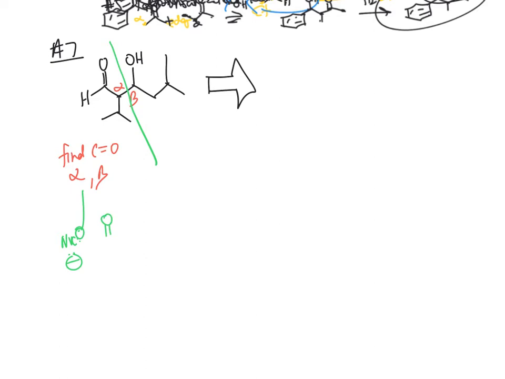So let's do our synthons, our starting material. All right, so here we go. You can just draw it the same way. And this would be your nucleophile. And then your beta here is going to be, you make that an aldehyde.